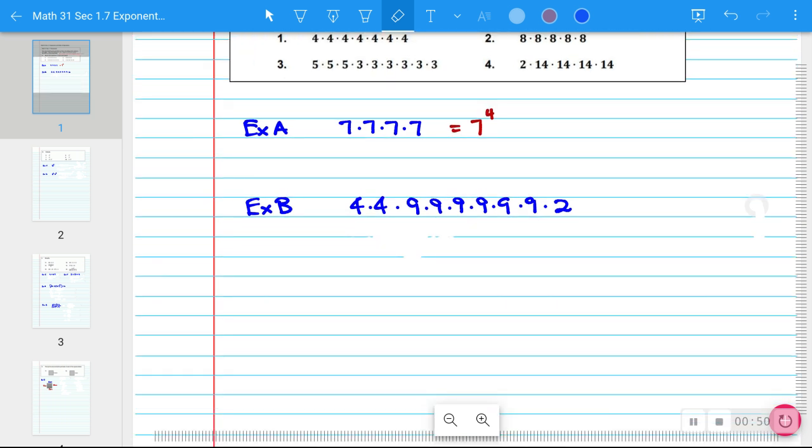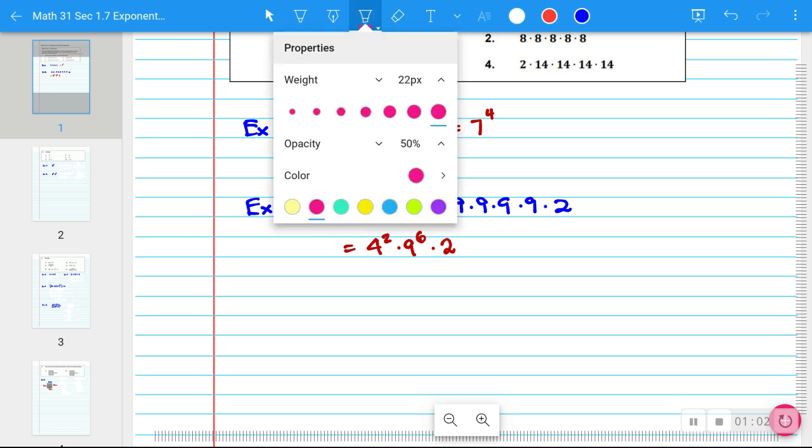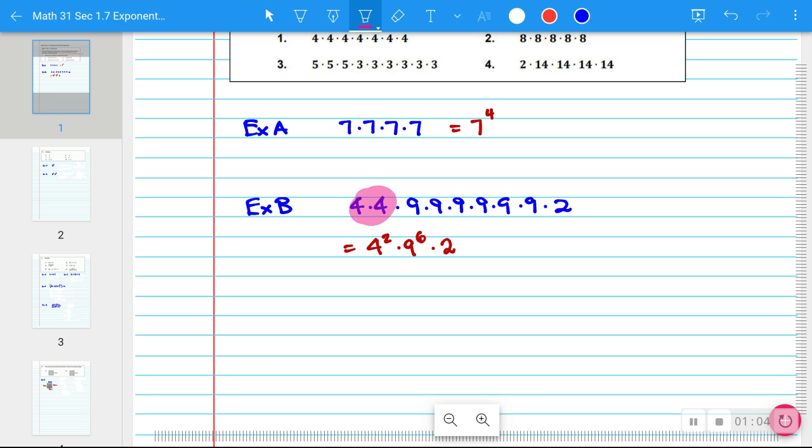Okay, on the next one, there's actually three base values. There's 4s and 9s and a 2 at the end. And so you have to do these separately. So here's what it looks like. Let me make sure you see all of these here. The first one here, 4 times 4, shows up here as 4 squared. 9 to the sixth power is the next one, and then the 2 at the end.